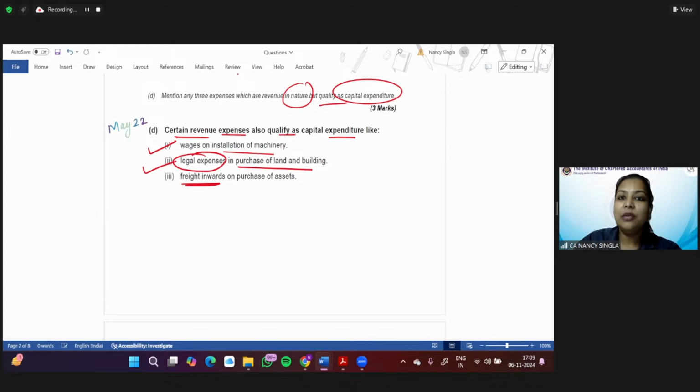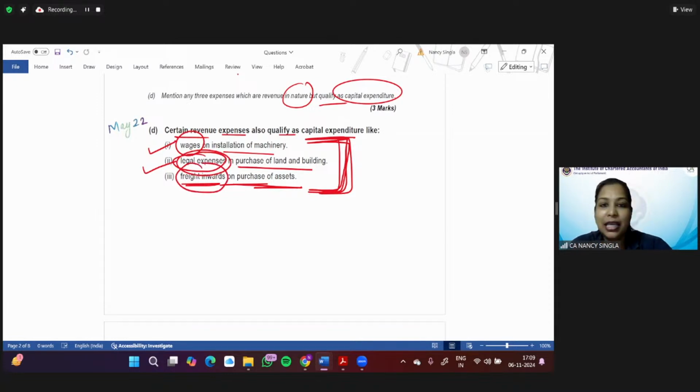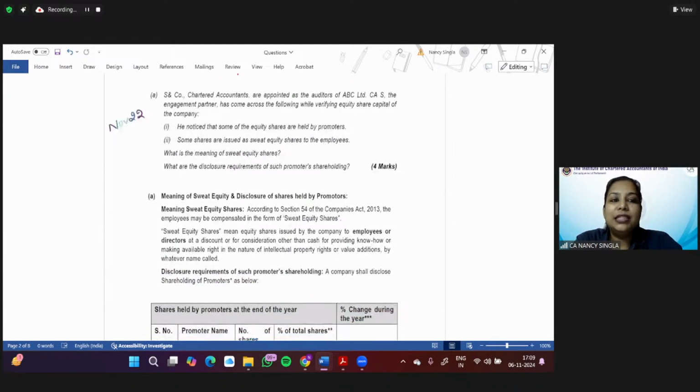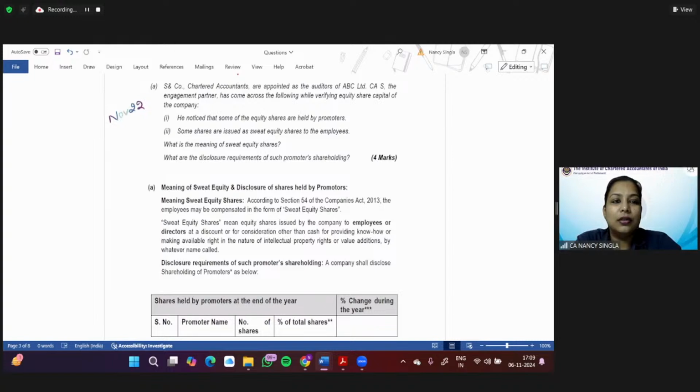Then again, freight inwards is as such a revenue item, but freight inwards on purchase of assets. Why? Because these expenses are incurred to bring the asset to its position where it can be used. So wages on installation will be capitalized. Legal expenses on purchase of land and building will be capitalized. Freight inwards on purchase of assets will be capitalized. So a very simple topic, right? Now read this question.